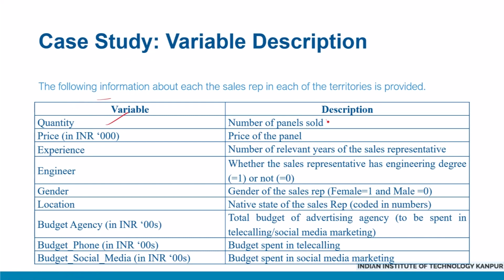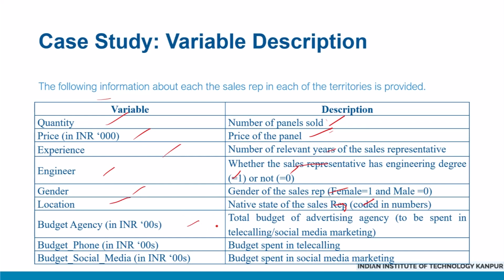First, you have a quantity variable, which means number of panels sold, the price in thousands, you have experience of the sales rep in terms of relevant years of experience as sales representatives, engineering degree, whether the sales rep has an engineering degree, if yes, then 1, otherwise 0. Then you have gender, so if it is a female candidate, then 1, otherwise 0. If you have the sales representative from the native state, whatever its native state is coded in numbers. So for each state you have a particular code, and if the sales rep comes from that native state, the code will be assigned. Then you have agency budget.